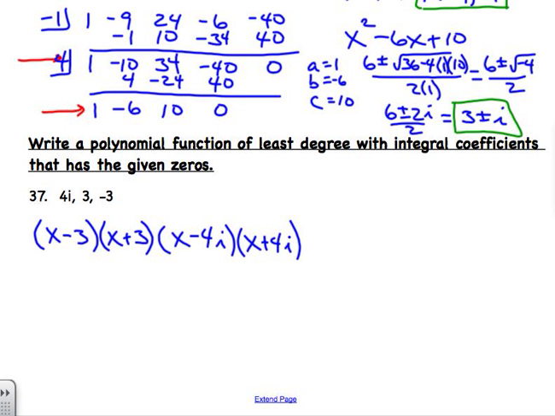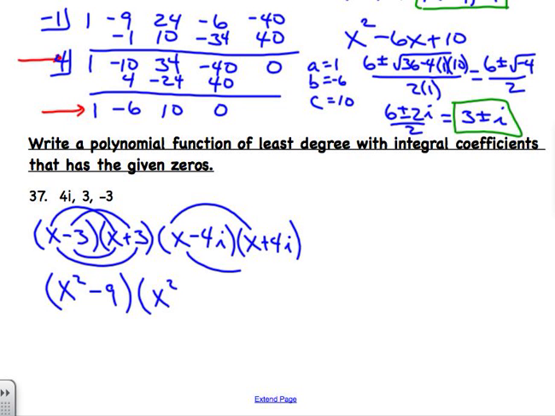What do you do with all those factors? We're going to multiply them together. I'll use FOIL. So first times first gives me x squared. Outer will be positive 3x. Inner will be negative 3x, which is 0. Then last times last will be negative 9. I can do the same thing with the imaginary ones. First times first is x squared. Outer will be positive 4i, inner will be negative 4i, so they disappear again. Last times last will be negative 16i squared. That becomes positive 16. So far, so good.